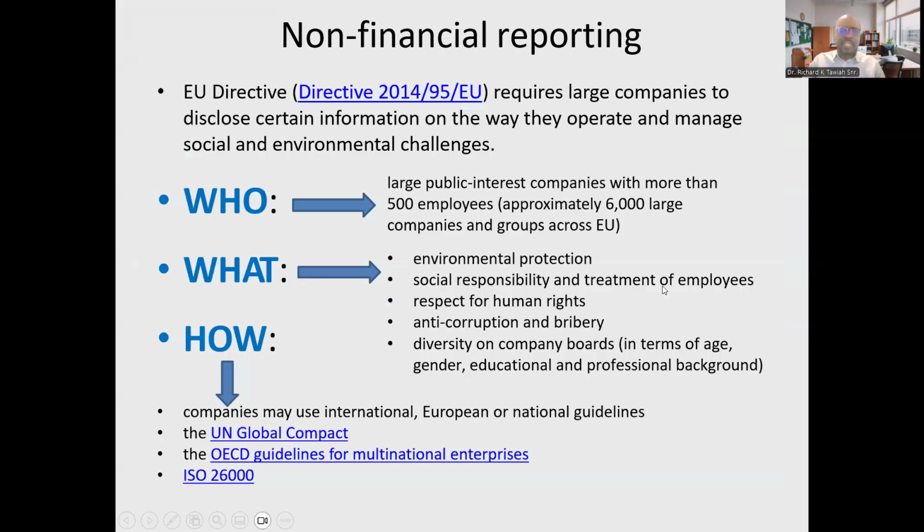The non-financial reporting EU Directive 2014/95/EU requires large companies to disclose some amount of information on the way they operate and how they manage the society and environment. Who does that? Typically, we consider large public interest companies with more than 500 employees. Approximately 6,000 large companies and groups across the EU can be found in this segment. And what do they report? Their environmental, their social, respect for human rights, anti-corruption and bribery, diversity on company boards, and so on.